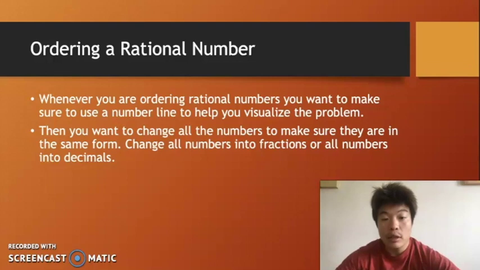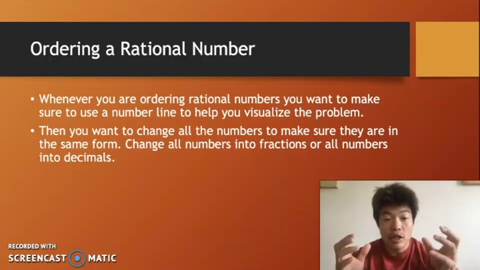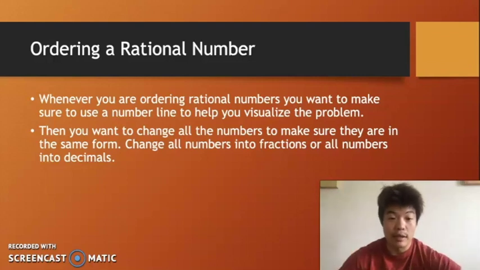To order rational numbers, what you want to do is make sure that all the numbers are in the same form. As you know, rational numbers can be in the form of decimals or in the form of fractions. So when you're trying to compare the two, you want to change all the numbers either into fractions or all the numbers into decimals.